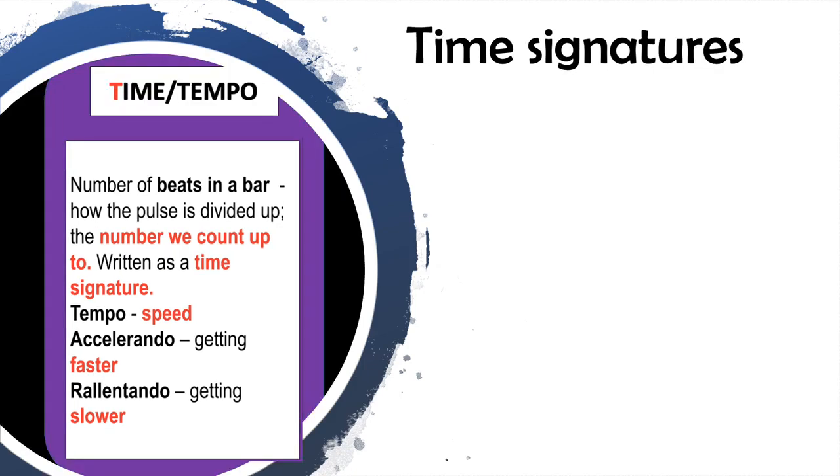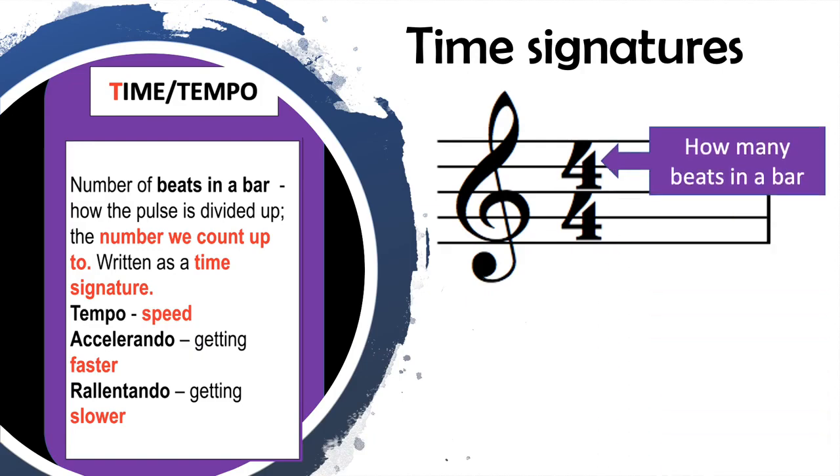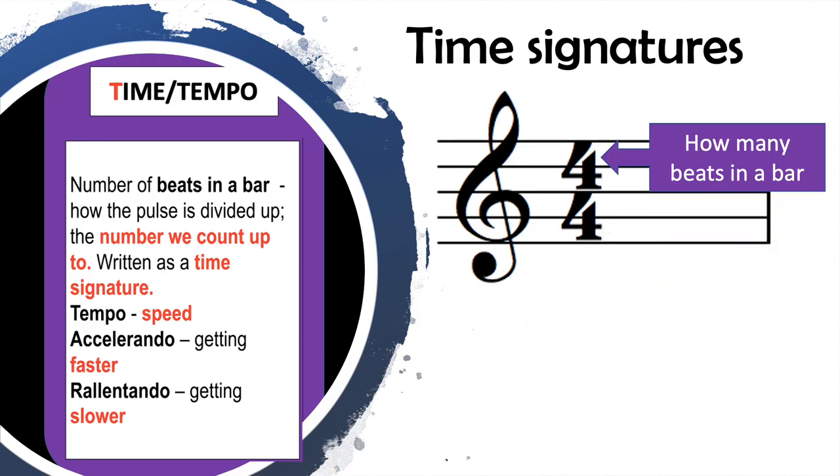The time signature is the symbol at the beginning of the piece of music with 2 numbers, one above the other. It tells us what we're counting up to. In other words, how many beats there are in a bar. It's the top number that tells us how many beats are in a bar. The bottom number tells us what kind of beats they are. We don't need to go into that just now, so just remember that the top number is the important one because it tells you what number to count up to.